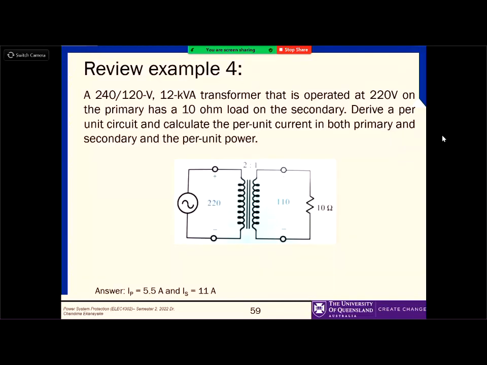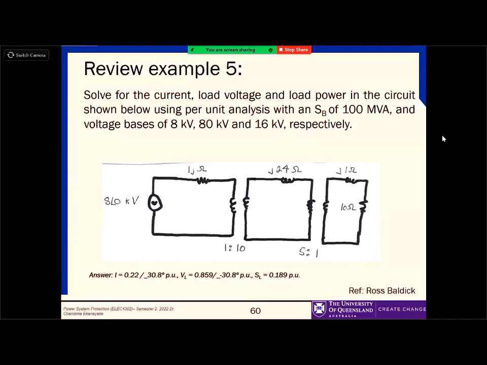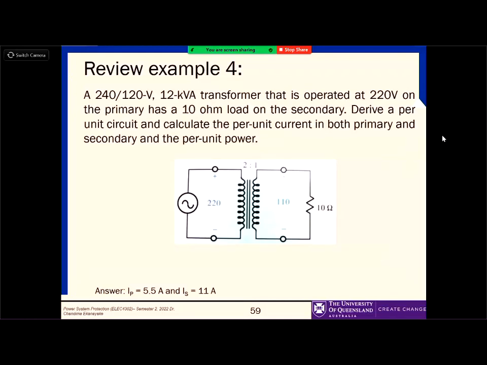There are two questions. They are very simple compared to the one that we discussed, so I will post the answers for these two questions. They are just looking at changing the impedances to per unit quantities. And I have already uploaded the answers for these two. Review examples 4 and 5. And the ones we covered during the tutorial are more advanced than these simple questions. Okay?